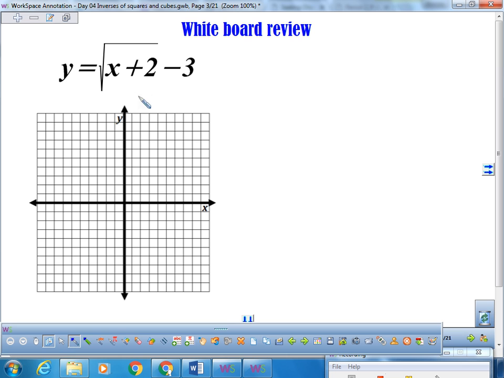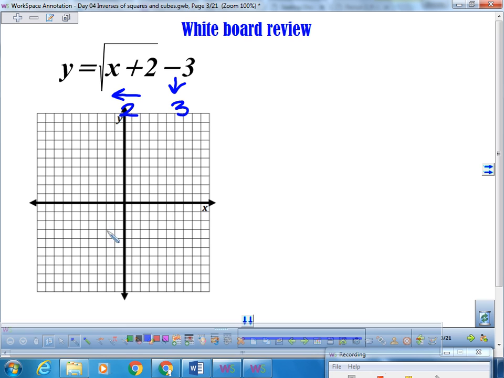Understand that this is going to be a translation to the left 2, and this is going to be a translation down 3. We're doing good on that. So over 2, down 3. That would be my vertex, right? Squares, right? The square root of 1 is 1. And the square root of 4 is 2. So I would go over 1, up 1, and over 1, up 2.